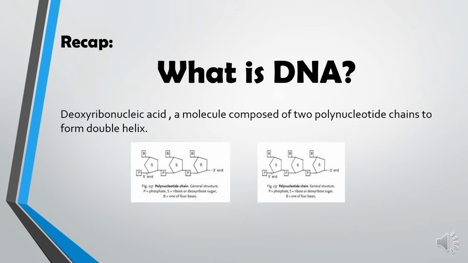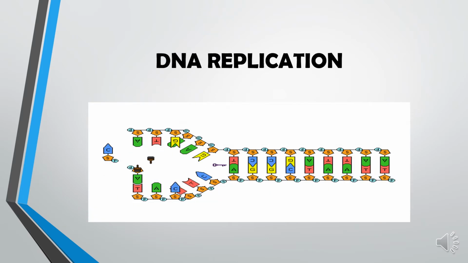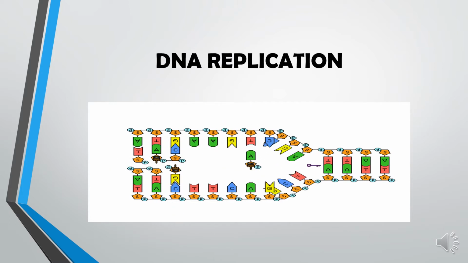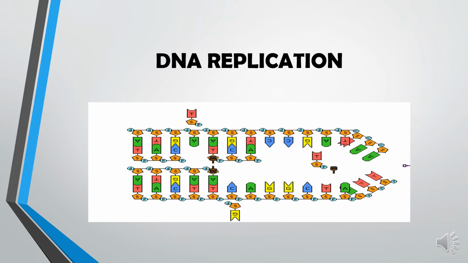And in order for that genetic code or genetic material to be passed, it needs to undergo a process called DNA replication. DNA replication refers to the process of creating another strand from the original strand, which means the double-stranded DNA molecule is copied to produce two identical DNA molecules.